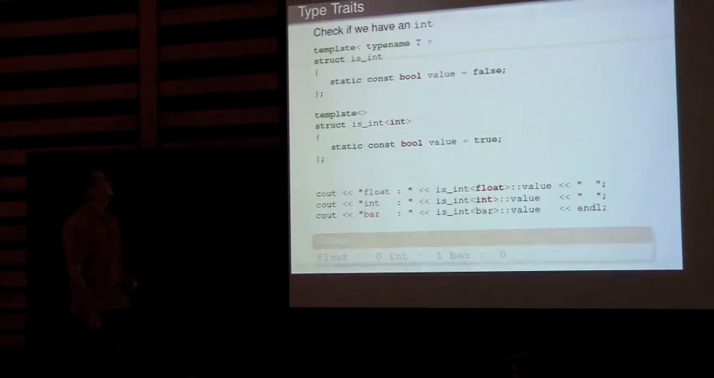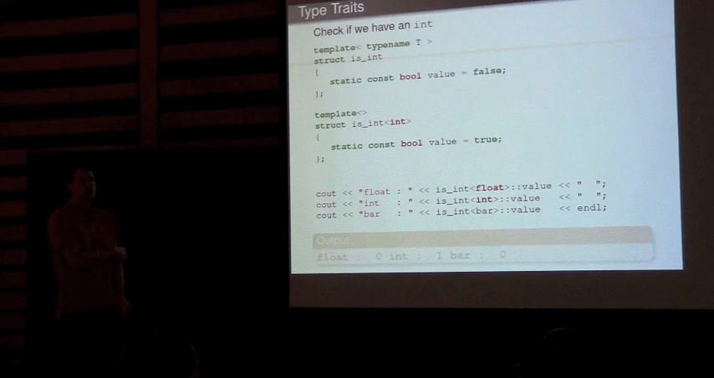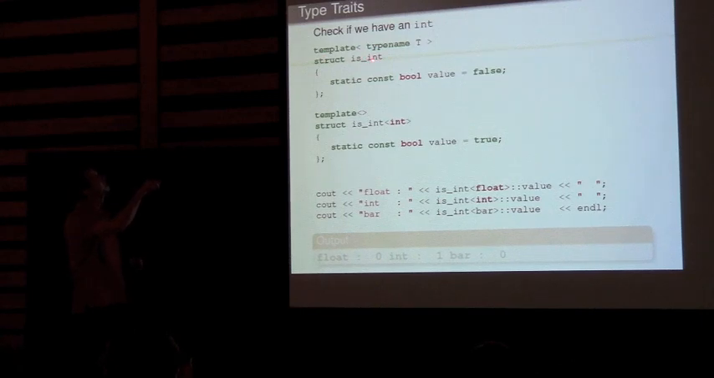Okay, type traits, that's what we're going to utilize to do this. Type traits aren't anything magic. Here's one that's going to tell us whether or not we have an int. So, struct is_int. We have template parameter T, and within here we have static const bool value, and we just set it to false.